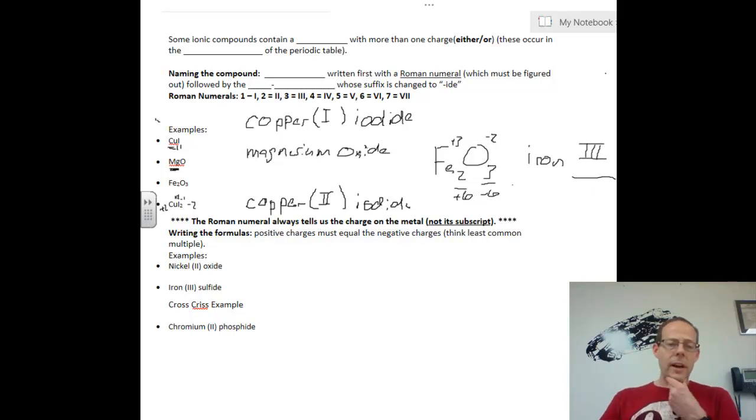Kind of the same thing applies if you watched the first podcast, the crisscross. If we crisscross, or do the opposite thing, this 2 on my iron is due to oxygen being a 2, so this 3 on oxygen must be due to iron being a +3. And again, just be careful with this. If my bottom subscripts were simplified, you could get the wrong answer.